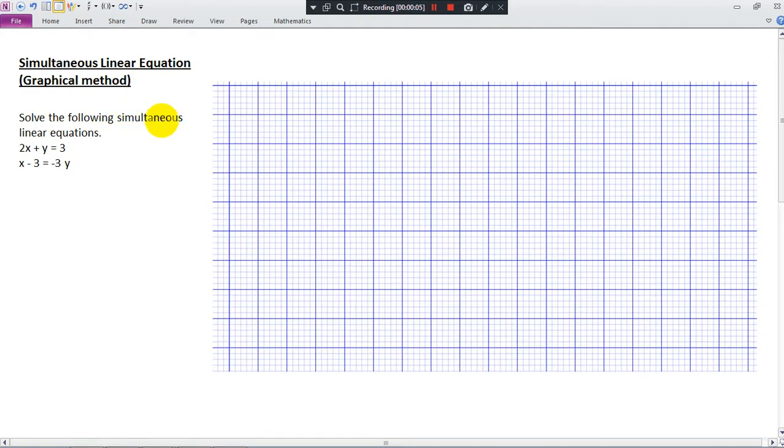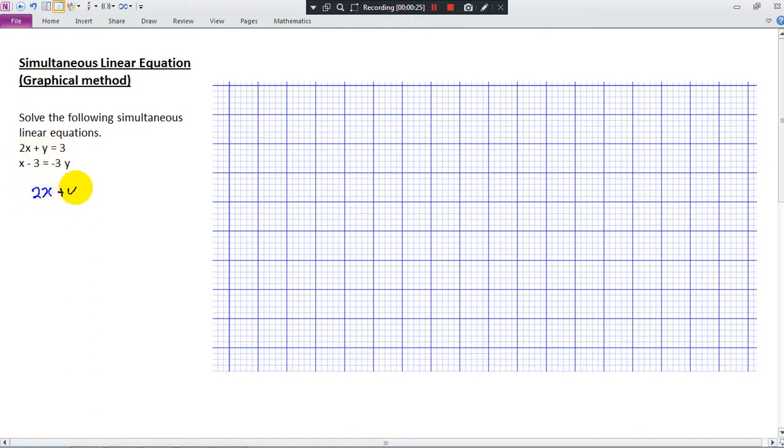Solve the following simultaneous linear equation. In this video, I will solve this simultaneous linear equation using graphical methods. These two are actually linear functions, which means that there will be a straight line. If you want to draw the graph for a straight line, you just need 2 points. Let me do this one first.